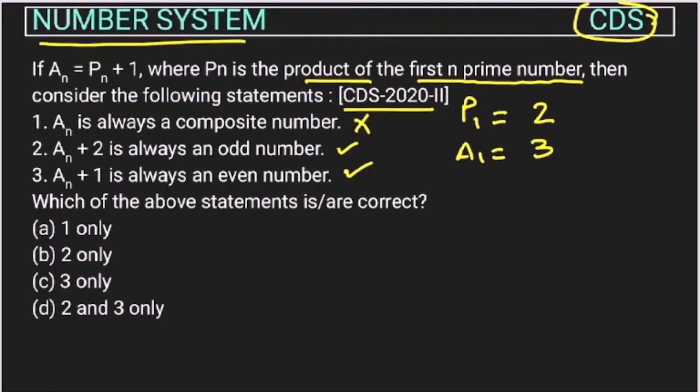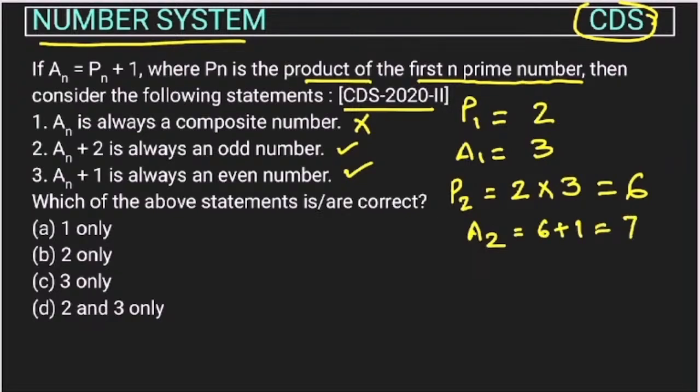Now let's check if we are taking n as 2. Then P2 will be the first two prime numbers, 2 and 3. So their multiplication, 2 into 3, is equal to 6. Then A2 will be 6 plus 1. So we are getting 7. So the first is cancelled in the first case, so no need to consider the first. We will just see the second and third. But even if you check the first also, because we are getting 7, 7 is not a composite number. So the first is wrong here also.